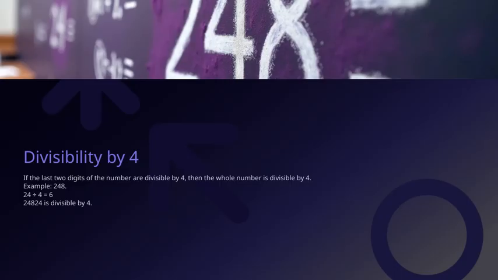This rule is particularly handy when working with large numbers, making divisibility checks faster and more straightforward. It ties into the overall theme of understanding patterns in numbers to simplify mathematical operations.